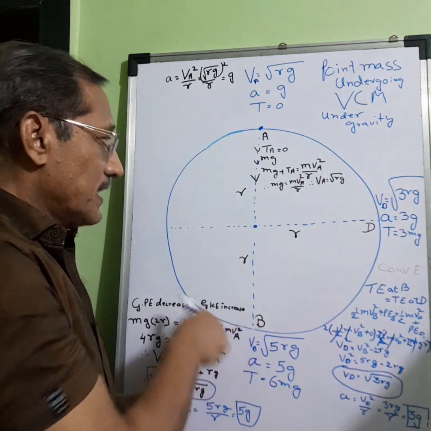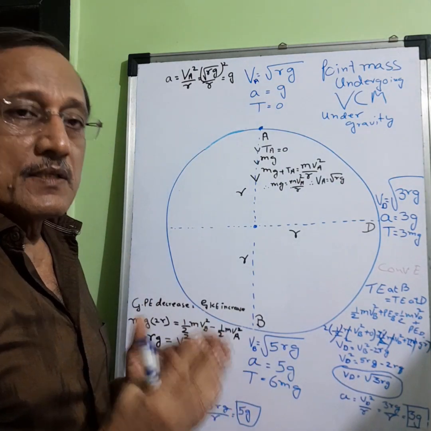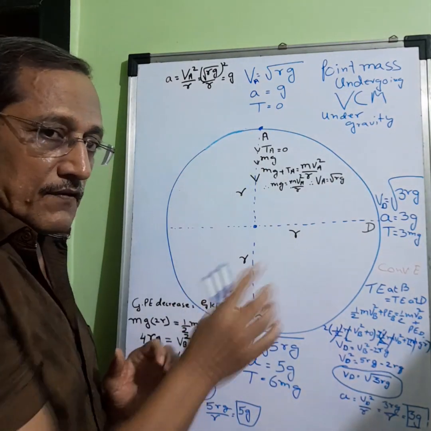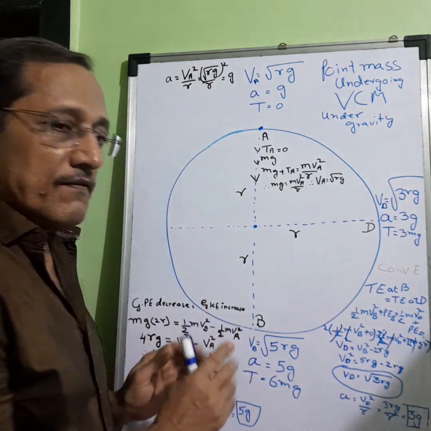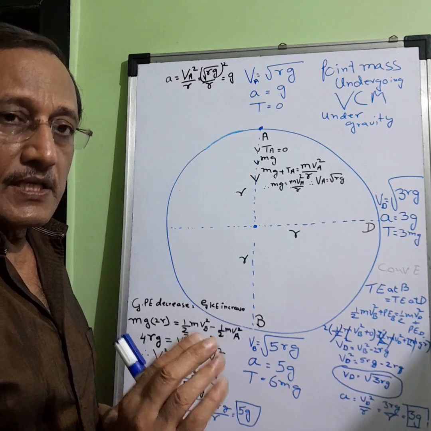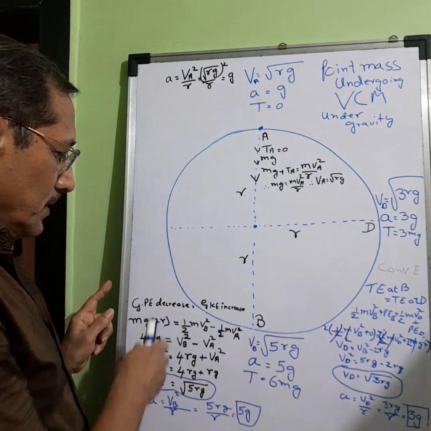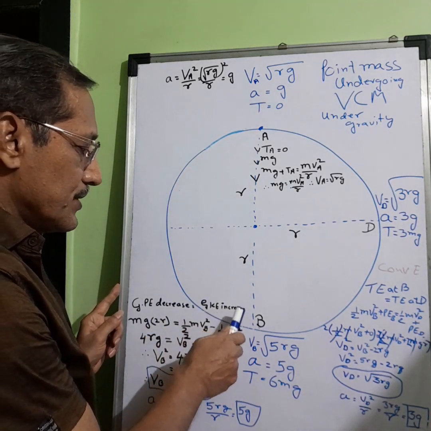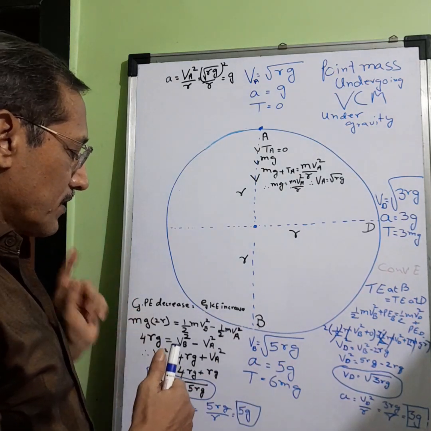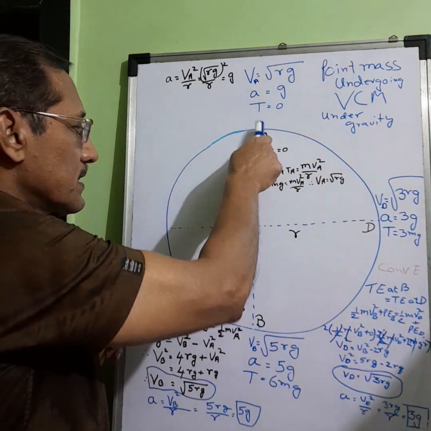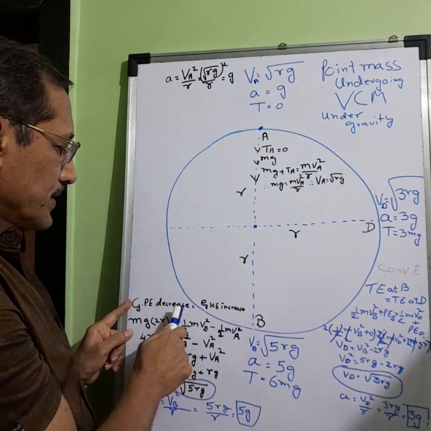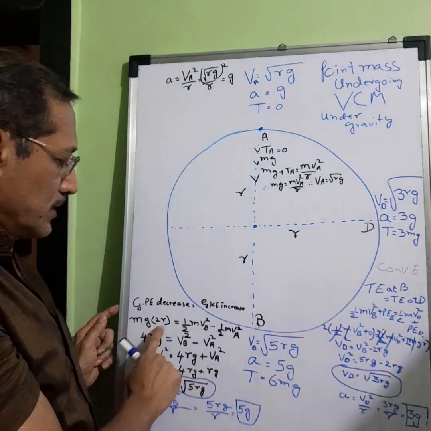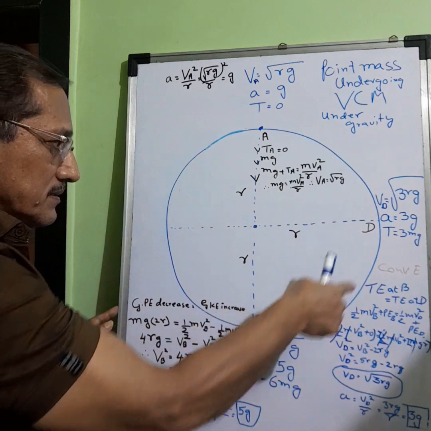That's what keeps on happening, and why is it happening? Because of conservation of energy. We all have studied conservation of energy. In order to get VB, we have to apply the conservation of energy theory. So the gravitational potential energy decrease is equal to the kinetic energy increase. How much is the decrease in gravitational potential energy? It is mg2r.